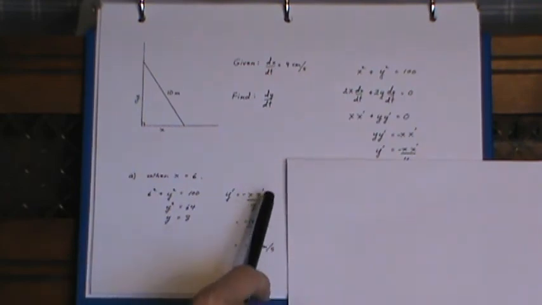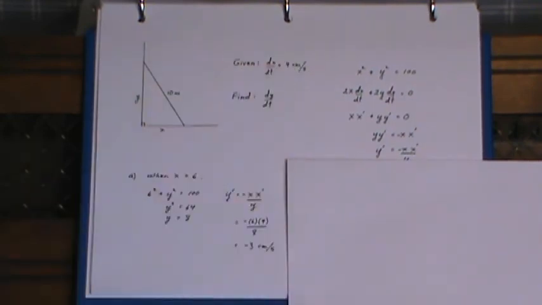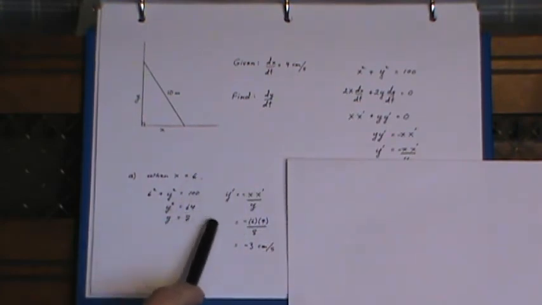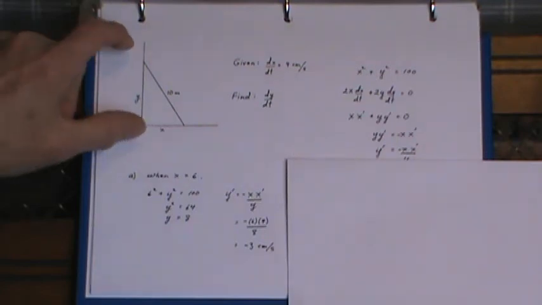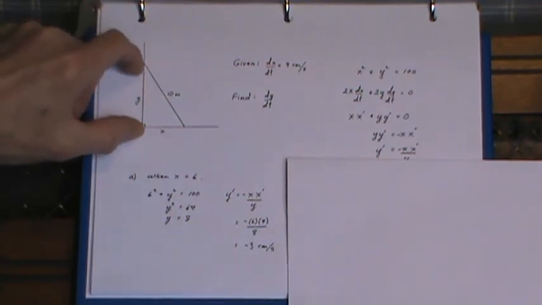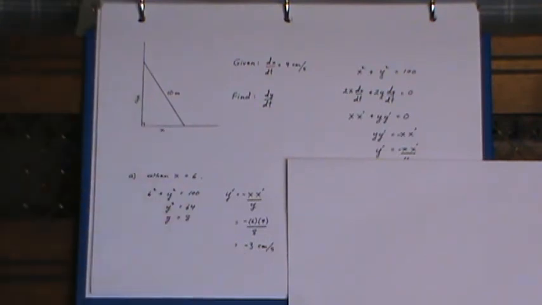Here's my x prime, 4, which I was given. This is the x and the y value. The -3 indicates that y is getting shorter. Of course, if the ladder is sliding down, the length of y will be decreasing, and that's why the negative shows up here.